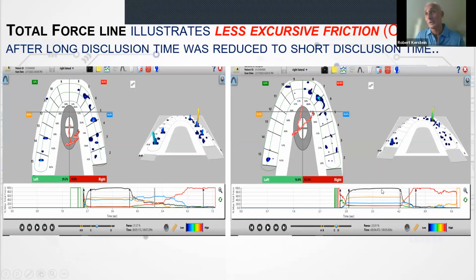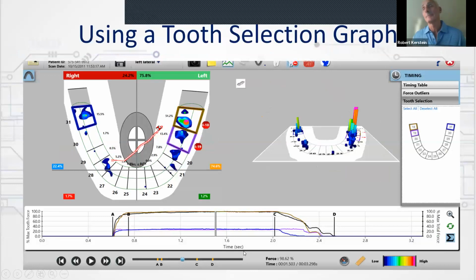Now look at the after one, right? The red line rises very quickly. The blue and the orange drop very quickly. The center of force goes directly towards the canine. This is a much more physiologic outcome, all done through time-based corrections that you can see the improvements in the graph lines. That's why it's so important to get good graph forms when you're recording and to have very good sensitivity. You notice these recordings, you don't see a lot of pink, you don't see a lot of excessive data. Very important. Okay, last topic, a tooth selection graph.